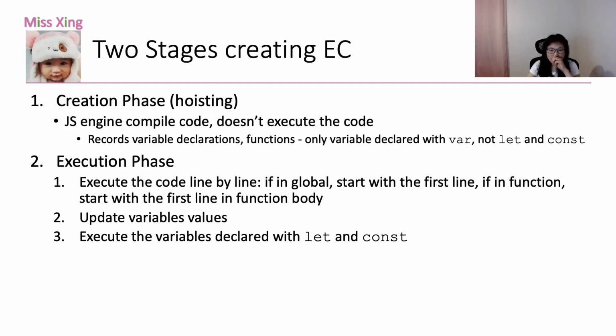And when we create an execution context, JavaScript will do two stages. In the first stage, when you read articles online, you have probably already heard about hoisting. And you have probably heard a sentence like, var declared variables are hoisted, but let and const are not. That is what this is talking about. Two stages of creating an execution context. The creation phase is also called hoisting. This is the same thing.